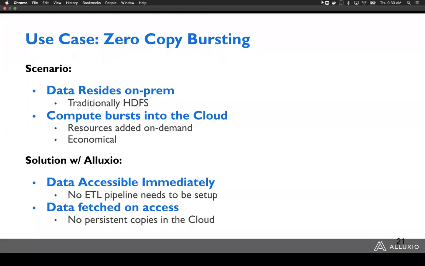The other thing is that data is fetched on access. So even if the storage capacity on your Kubernetes cluster is not high, you would still be able to access data and only cache data in Alluxio which you access. So you don't need to guess or predict what data an analyst will want to use anytime in the future and migrate all of that. Fetching data on access is also a reason why you would want to use a solution like Alluxio. It's called zero copy bursting because you are not making any persistent copies on your Kubernetes cluster and you don't need to set up an ETL pipeline.